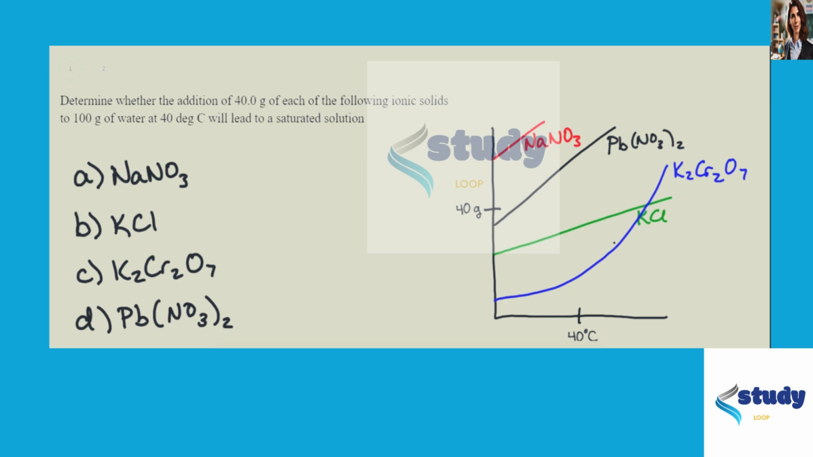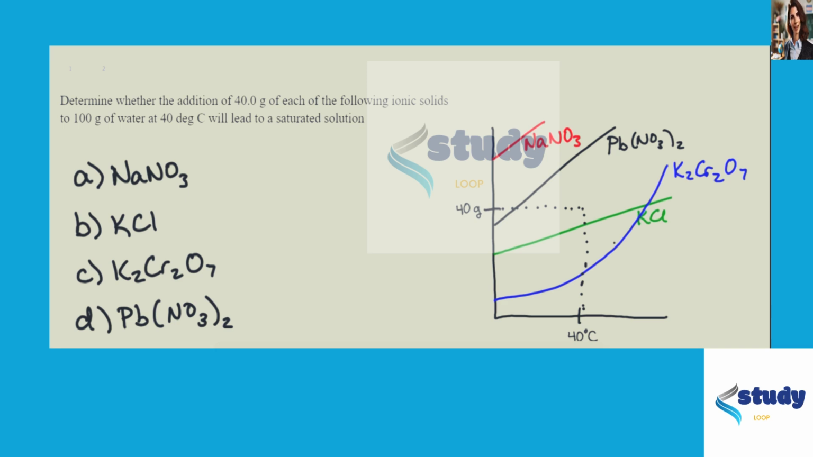So now, let's look at this graph. I've simplified the graph that's in the textbook to only include the things that we're looking at. And I'm trying to highlight the 40 grams at 40 degrees. So that's what we're focusing on because that's the circumstances that we're given. So 40 grams at 40 degrees C looks something like this.